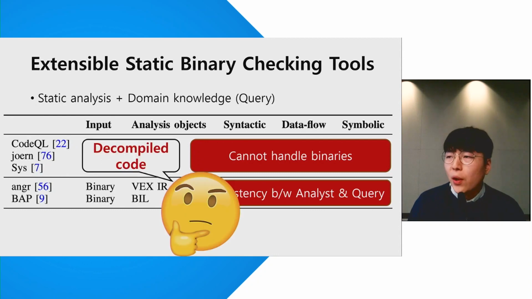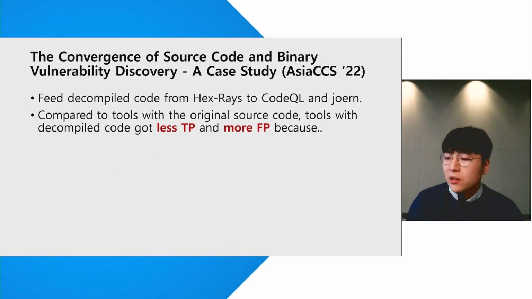At this point, you may think decompiled code also looks like source code. Then how about fitting the decompiled code into a source code analyzer? A previous paper already fed decompiled code from Hex-Rays to CodeQL and Joern. As a result, compared to the tool with the original source code, this got fewer true positives and more false positives because of the differences between the source code and the decompiled code.